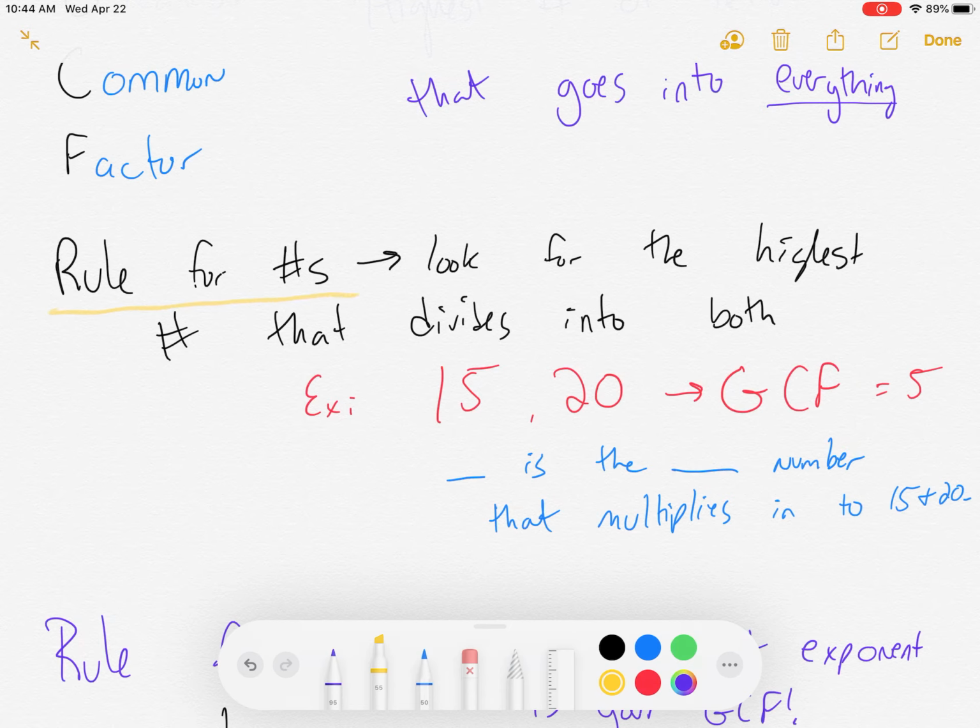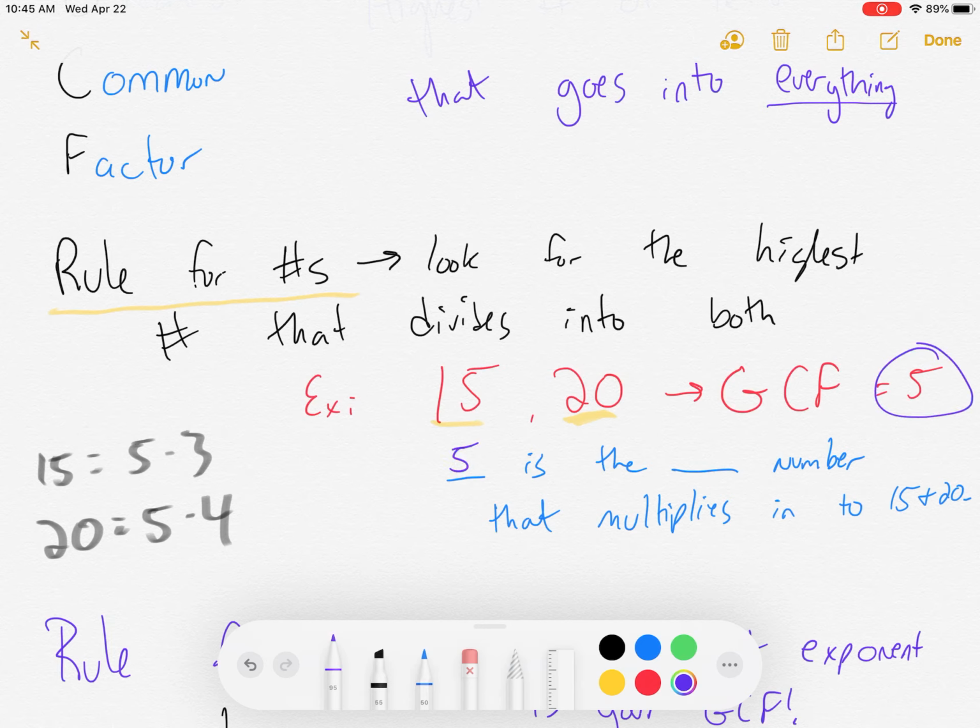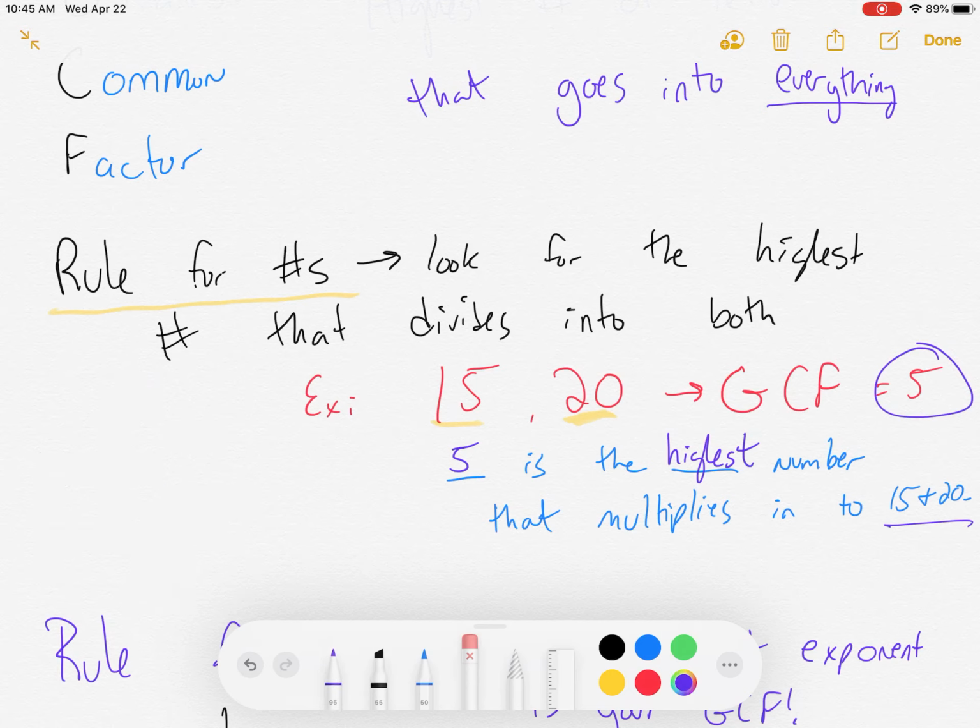Now, knowing multiplication is your friend here. Your general rule for finding a GCF in numbers is to look for the highest number that divides into both. So if you have a 15 and 20, you have to think, what's a number that multiplies into both 15 and 20? Well, 15 is 5 times 3. 20 is 5 times 4. Therefore, our GCF is 5, because 5 is the highest number that multiplies into both 15 and 20.